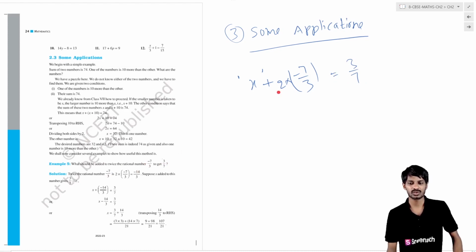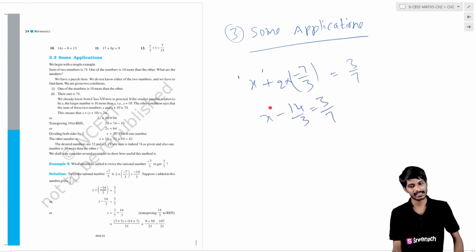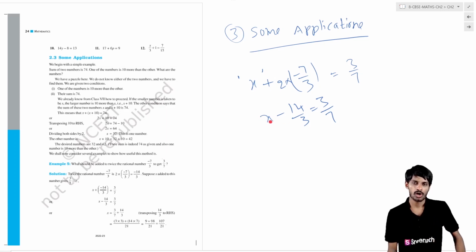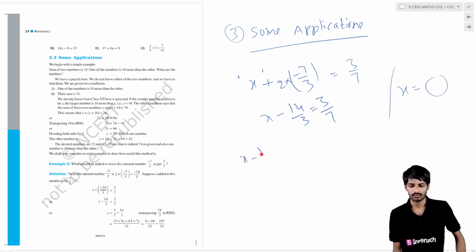So here it is also an equation. Minus 7 2s are 14 by 3, plus x, is equal to 3 by 7. It has one variable and it has degree 1, so it is a linear equation. So how will we solve? Our main aim is to put the x value on one side and all the remaining on the other side. So in addition to x there is minus 14 by 3. So for that, you add plus 14 by 3 on both sides.